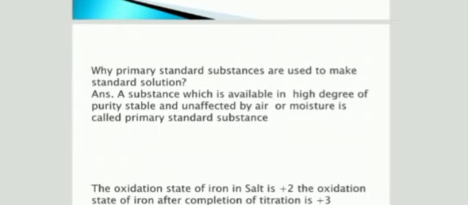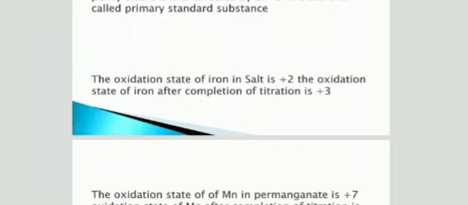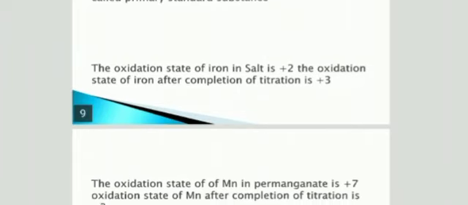Next, why are primary standard substances used to make a standard solution? Answer, a substance which is available in high degree of purity, stable and unaffected by air or moisture is called a primary standard substance. Next, the oxidation state of iron in the salt is +2 and the oxidation state of iron after completion of titration is +3.